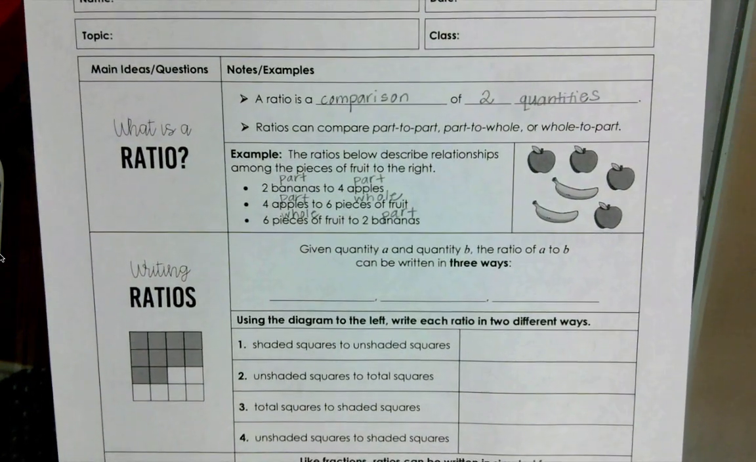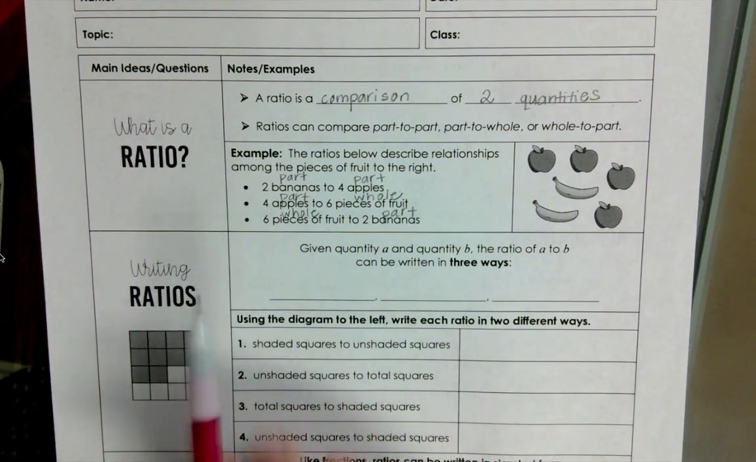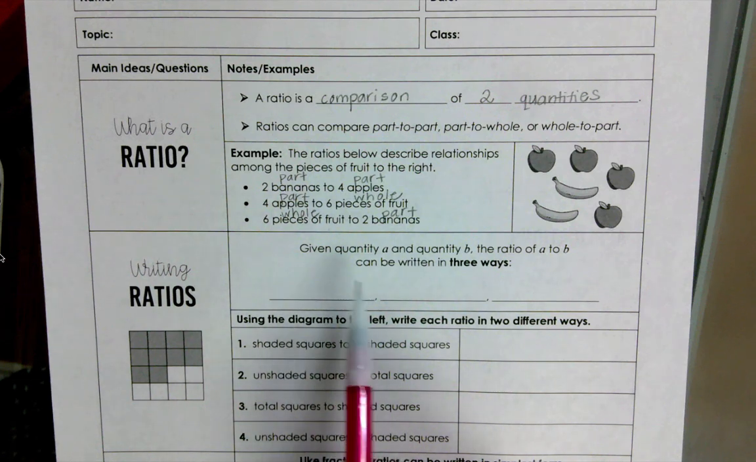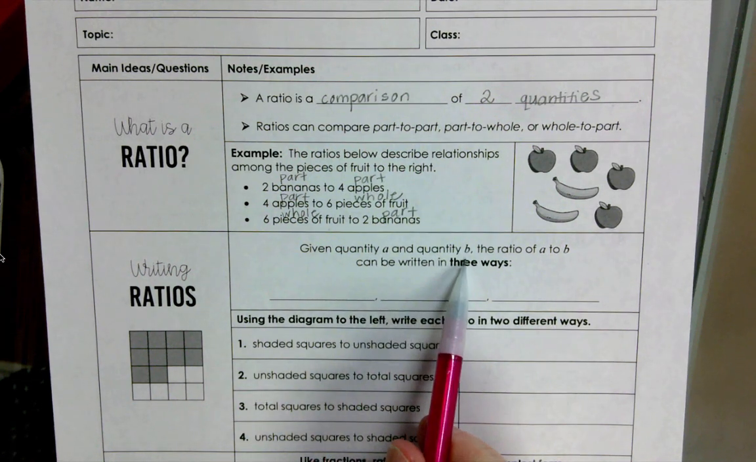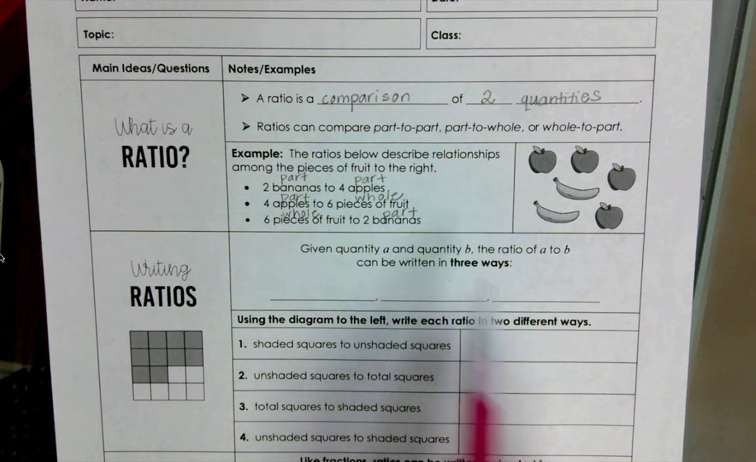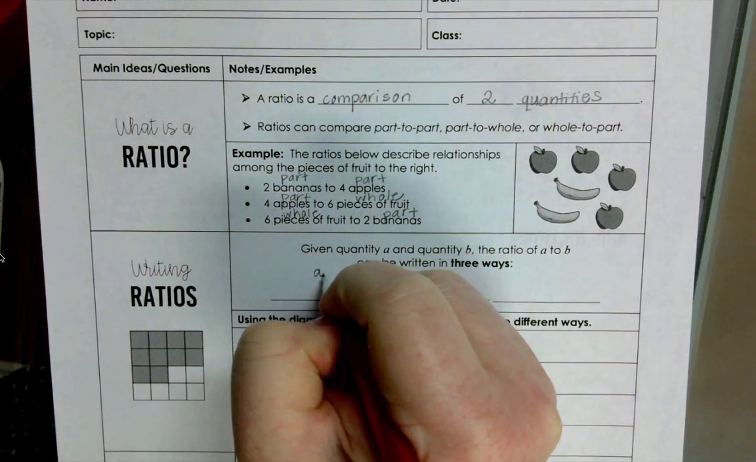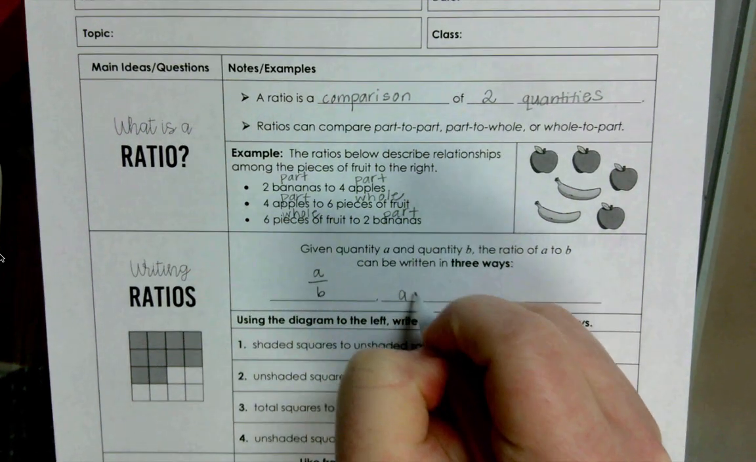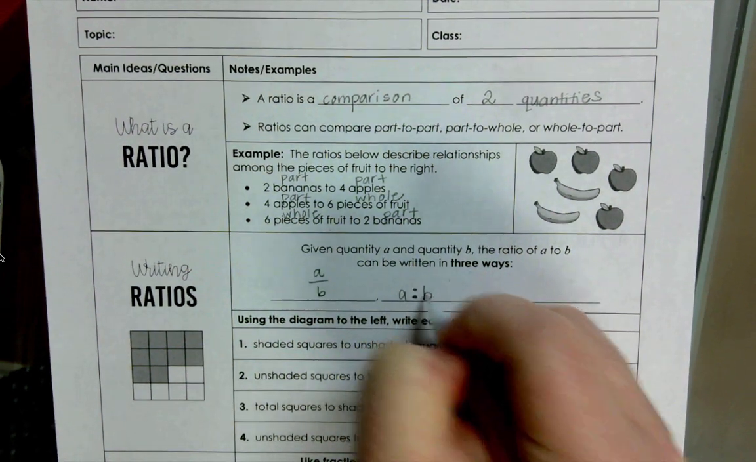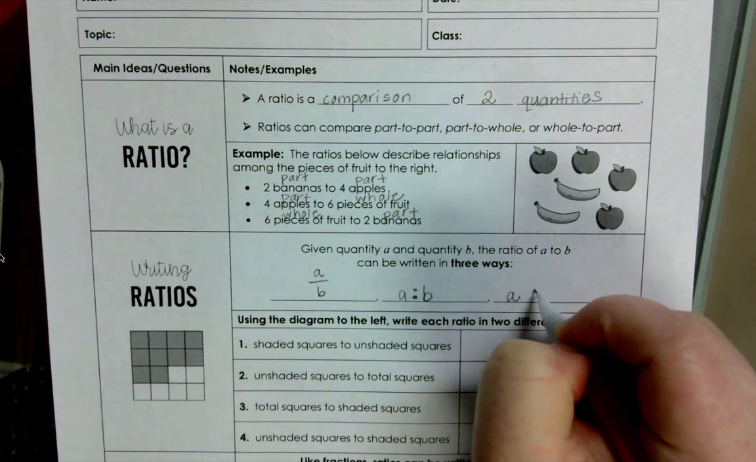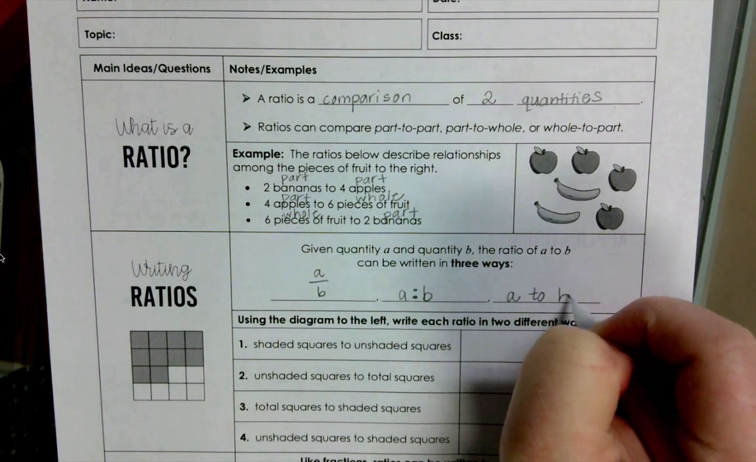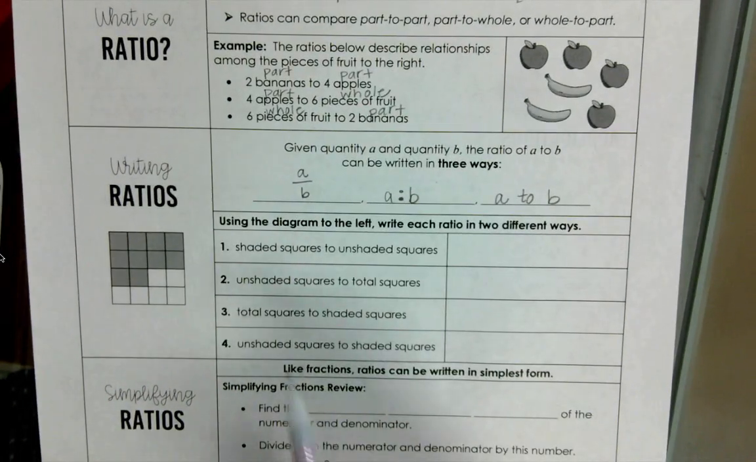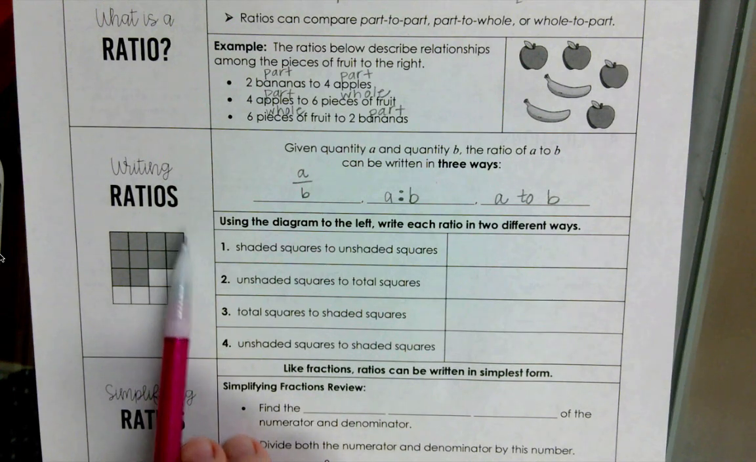So when we write ratios, it looks very similar to fractions because remember we're comparing two quantities. Given quantity A and quantity B, the ratio of A to B can be written in 3 ways. You can write it as a fraction, A over B. You can write it with a colon, A to B, or you can write it with the words A to B.